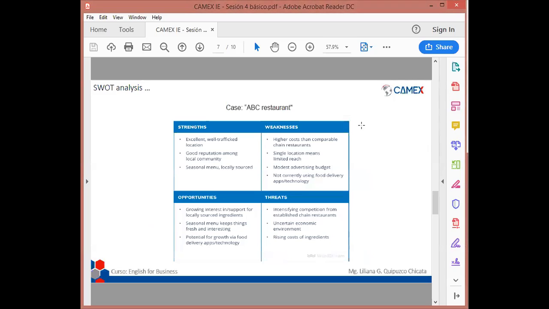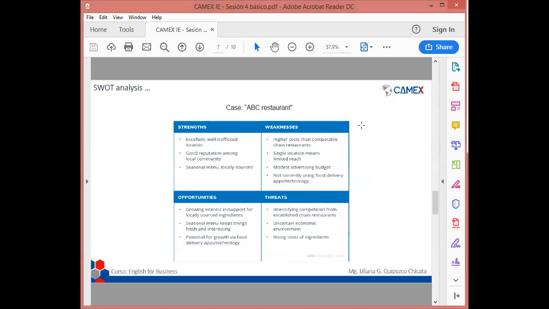Now, also the seasonal menu that keeps things fresh and interesting. If we have a seasonal menu like we were talking about, let's say conchas negras, we will be using products that are fresh, and it will be really interesting in a regular menu or just a restaurant to have this kind of exotic food. So it will be a potential opportunity to take advantage of.